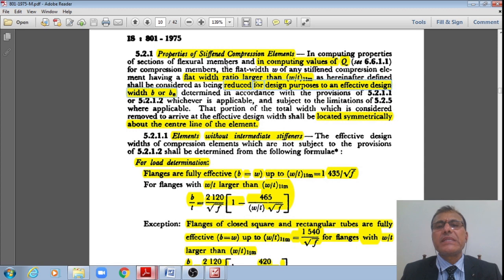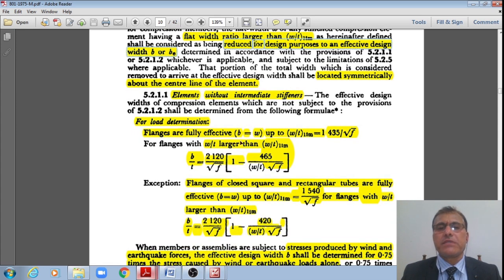However, these stiffened compression elements are generally located symmetrically about the center line of the element. Now, the next one is elements without intermediate stiffeners. If I want to calculate for load determinations, then flanges are fully effective. b is equal to W, the effective width itself is the flat width W.